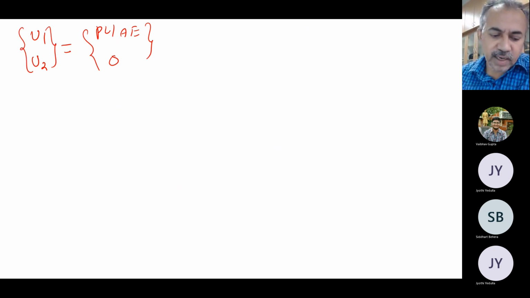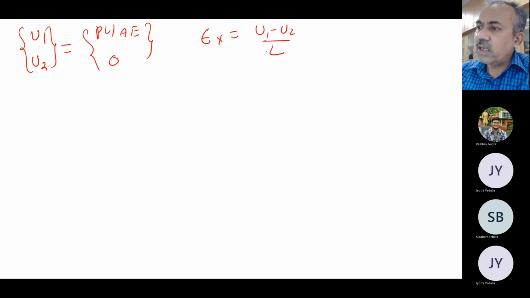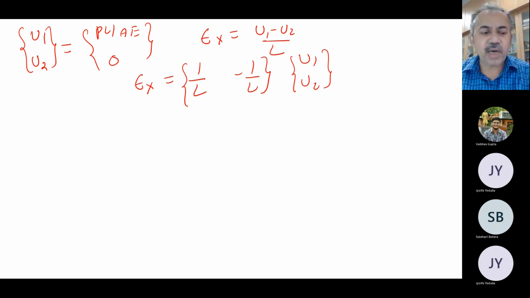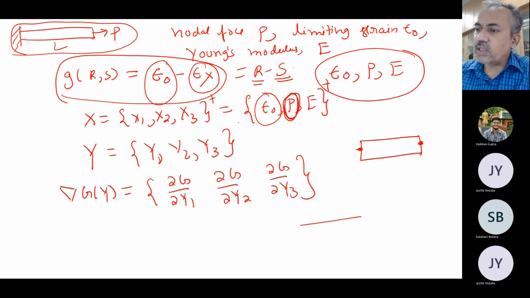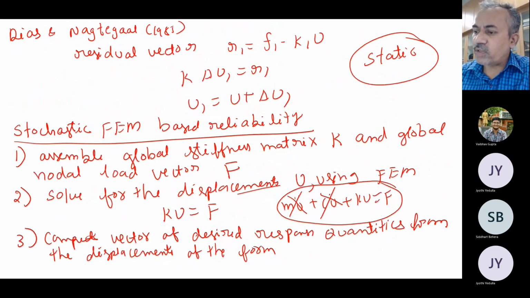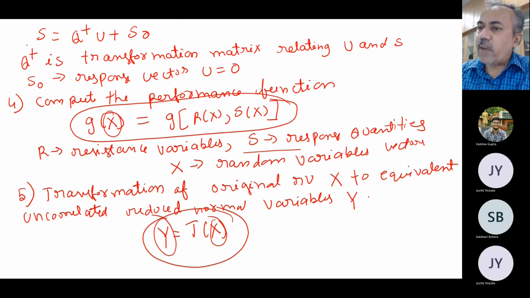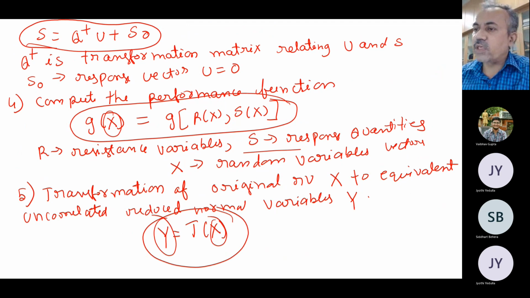Now to find out the strain matrix, epsilon x is anyway U1 minus U2 by L. So you can write it nicely as 1 by L, minus 1 by L, times U1 and then U2. So you can easily calculate. I'm just writing it in a finite element matrix. So the Q vector will be 1 by L minus 1 by L, the transformation matrix. This is just to follow our procedure. As I already told you, this is our finite element equation, Ku is equal to F, and S is equal to Q transpose into U, right? So these are how to calculate stresses and strains.